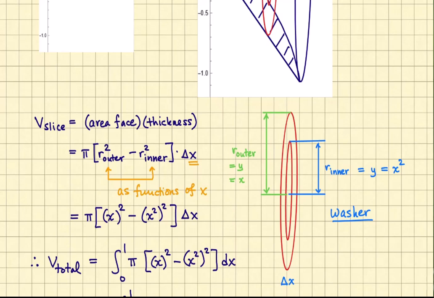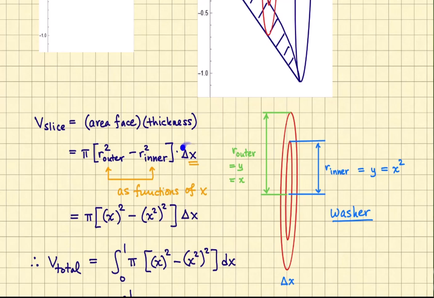So we just want to subtract. We can factor out the pi, because it's pi times the big radius squared minus pi times the little radius squared to get the area of this face of this washer. So we'll just factor out the pi, and we'll write this as pi times the quantity r outer squared minus r inner squared times delta x, the thickness.